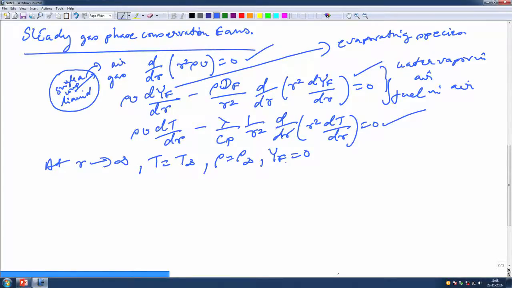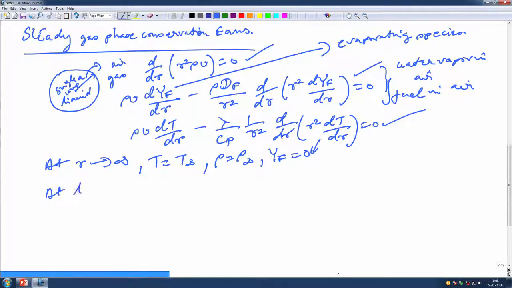If you are considering a system in which the evaporating species is already present in the ambient in substantial quantities, you have to use the appropriate values over there, whatever is the typical value. Say for example, if it is some other gas, and air already has say 5% of that gas, then the equivalent value will be 5% over there.